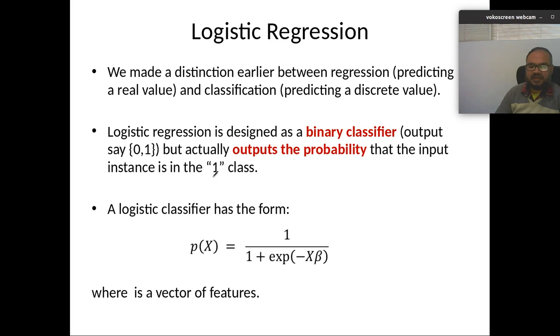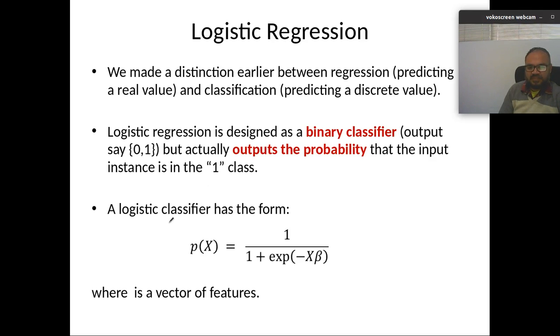So for example, if we want to build a classifier to diagnose a disease, then the output could be the probability of that disease, not the decision whether this disease is there or not. It outputs the probability that the input instance is in the one class.